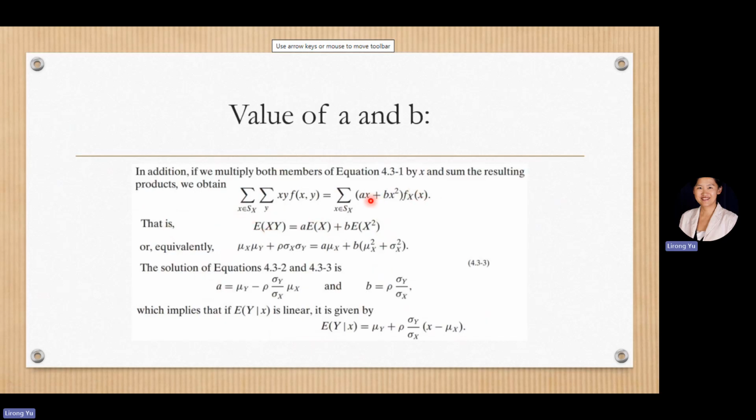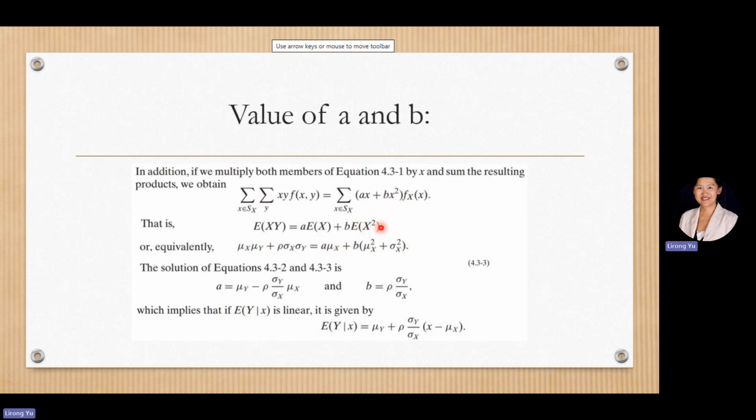If you multiply the right side by x, you move the a out of the summation, and the summation of x f of x is E of x. Now, the summation of x squared f of x is E of x squared, so we have that relation. The left side is the expectation of x times y, according to what we did in the last section: E of x y equals mu x mu y plus correlation times sigma x sigma y. On the right side of the equation, we already have that.